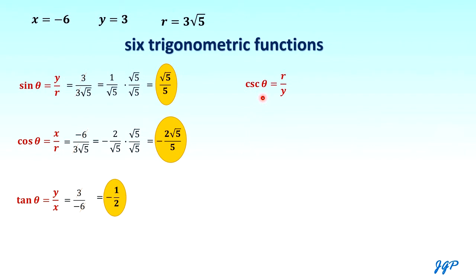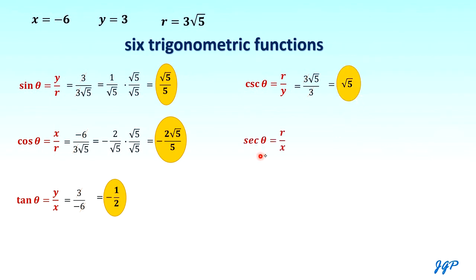Let's proceed to cosecant theta, that is equal to r over y. Replace this r by 3 square root of 5 and replace this y by 3. So you have now 3 square root of 5 over 3. You can cancel the 3 and the 3 in the denominator, it becomes 1. And the final answer for the cosecant theta is square root of 5.